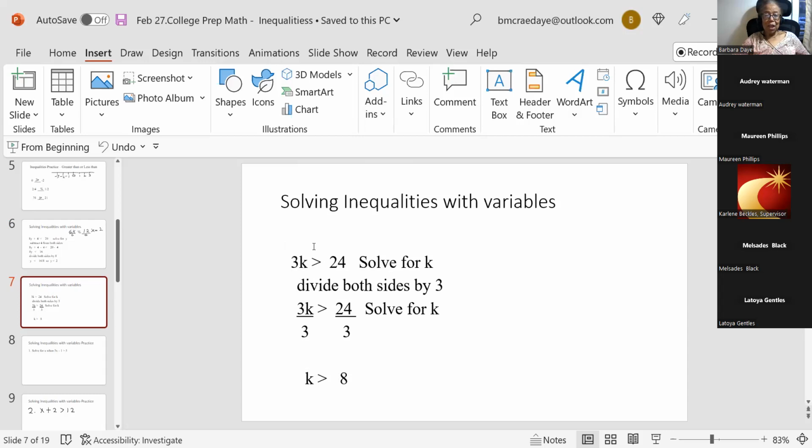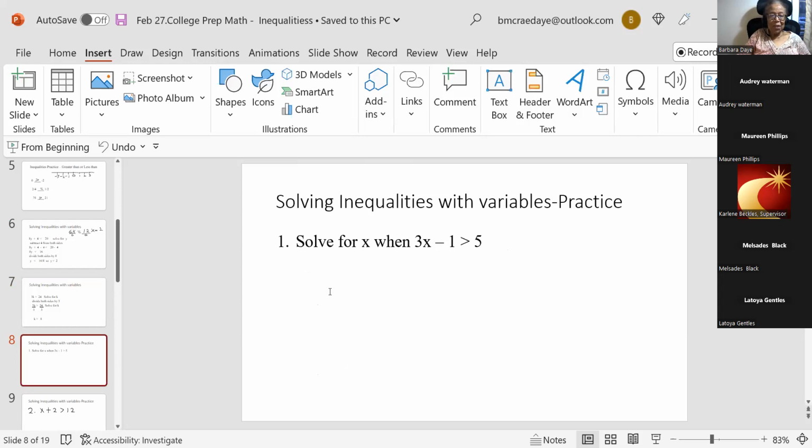Okay, and you know that's true, right? Because 8 times 3 is 24. That's an equal. But if k was 9, that's greater. 9 times 3 is 27. 27 is greater than 24. So you see the logic there, right? Whatever number you multiply by 3 will give you something greater than 24. So that number has to be greater than 8, because 8 will just give you an equal. Got it? Okay.